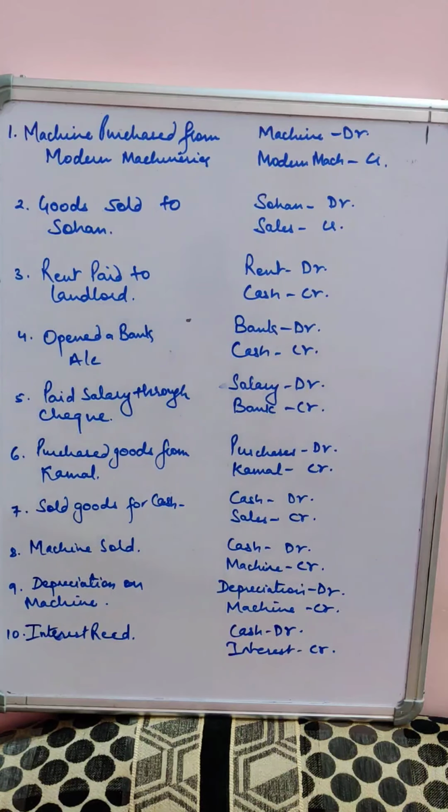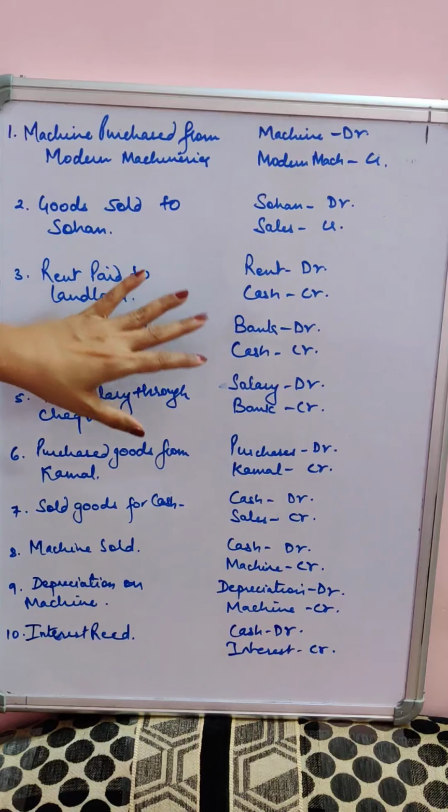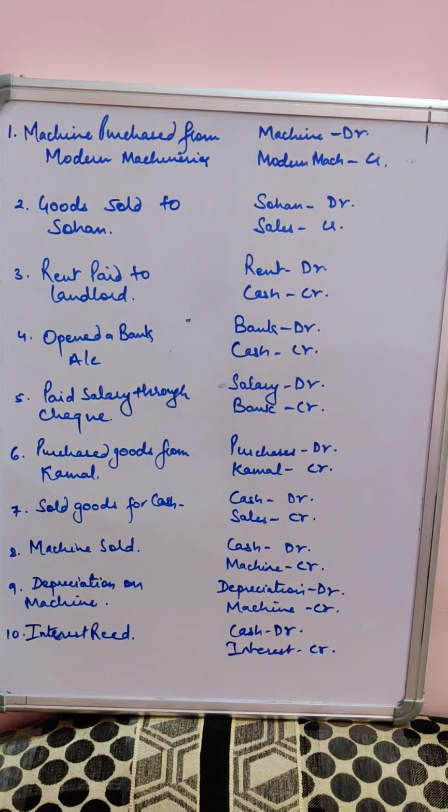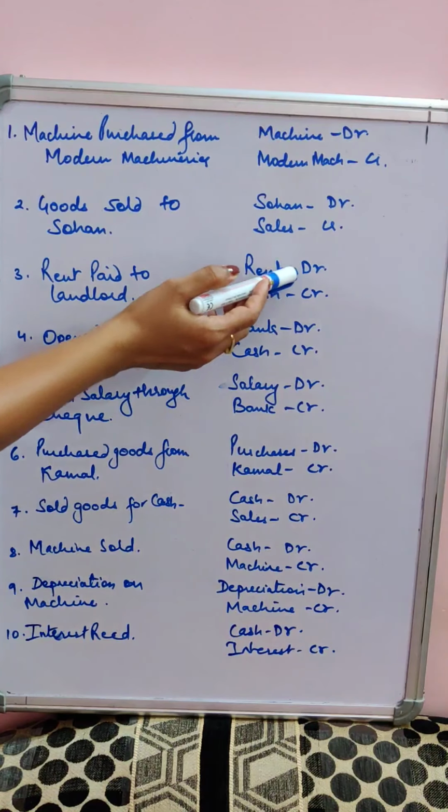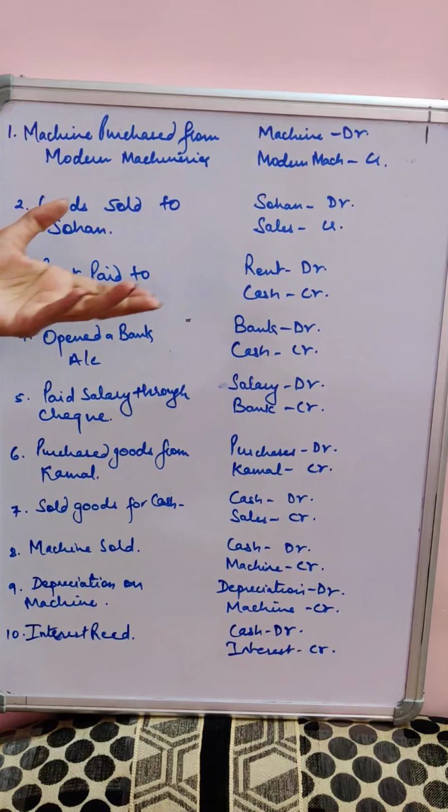Rent paid to landlord. When we are paying it to the landlord, we cannot open a landlord account. Whenever we are writing accounting, we have to consider ourselves as a business, not as businessmen. So rent paid, for us, is an expense. The rule for expenses is that any increase in expense will be debited, so rent will be debited.